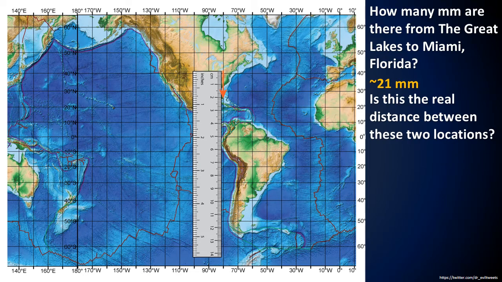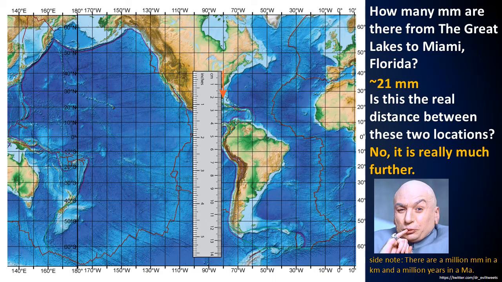Is this the real distance between these two locations? No, it is really much further between these two locations. As a side note, we also know that there are 1,000,000 millimeters in a kilometer and 1,000,000 years in 1,000,000 years. So later it will be simple to convert from kilometers per million years to millimeters per year. More on this later. Suffice it to say, let's use millimeters.